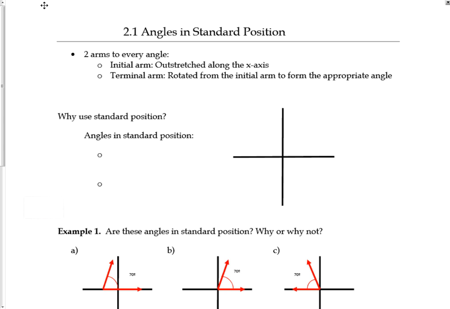Okay, what is an angle in standard position? That's the question we want to answer today. And what does that mean? And why would we need a standard position?